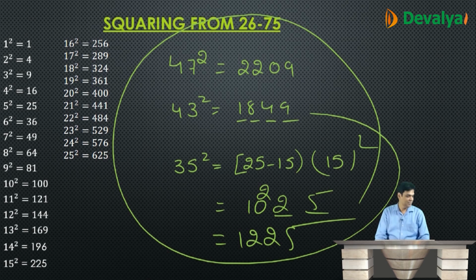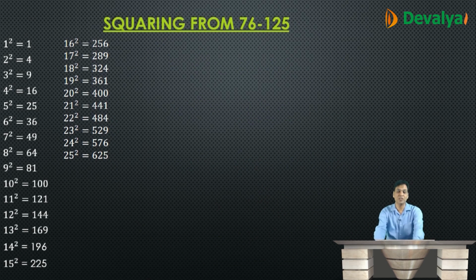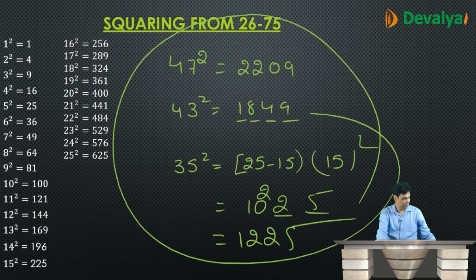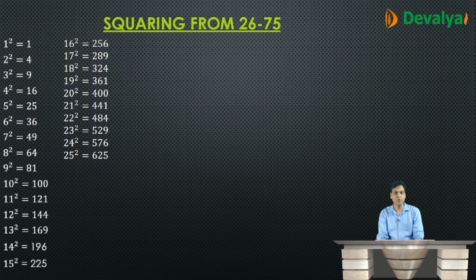Got it? So, students, now I am going to teach you the squares from 50 to 75. How are we going to calculate the square from 50 to 75? It would be simple. The same trick which we used to calculate the square from 26 to 50, the same trick we are going to use to calculate the square from 51 to 75.